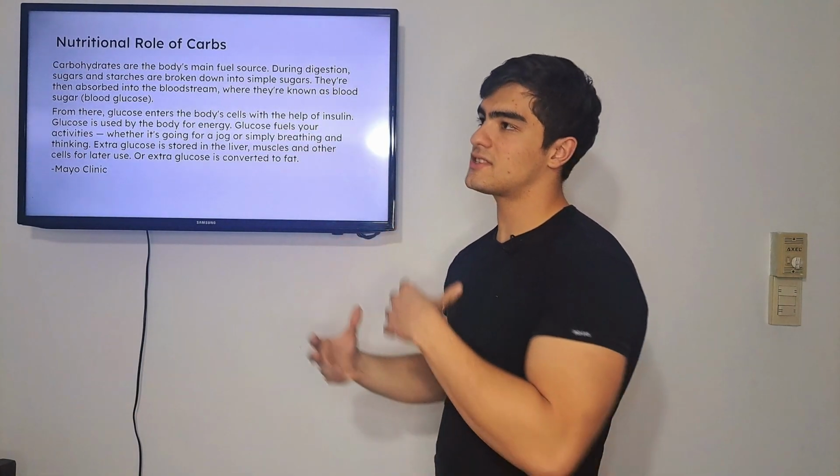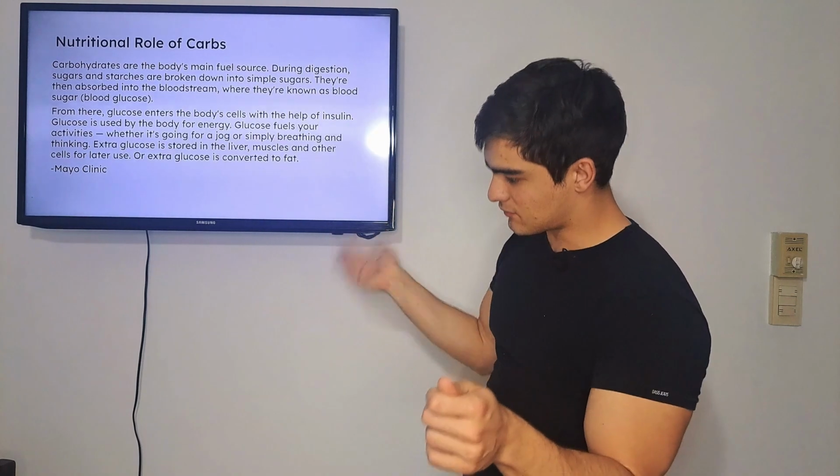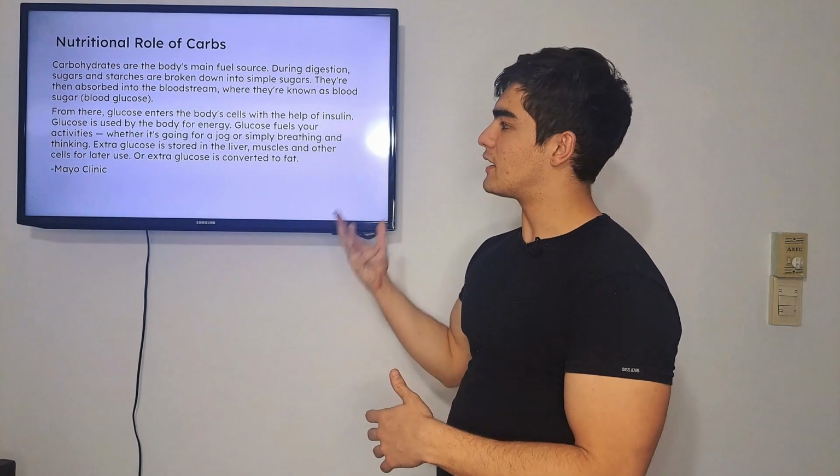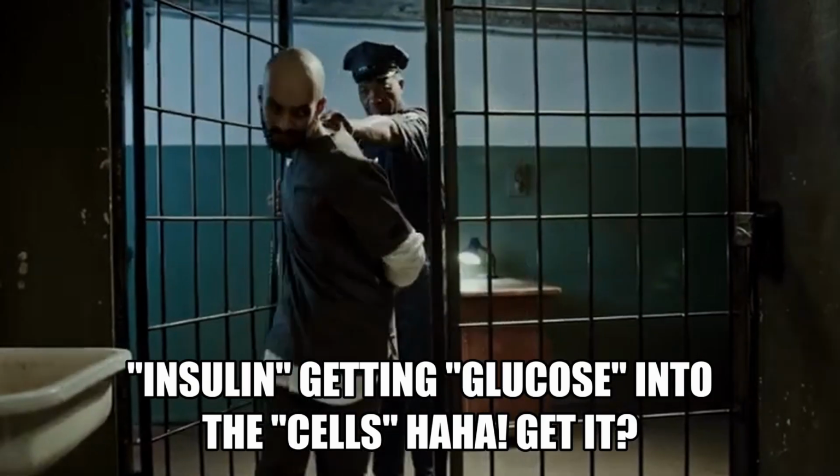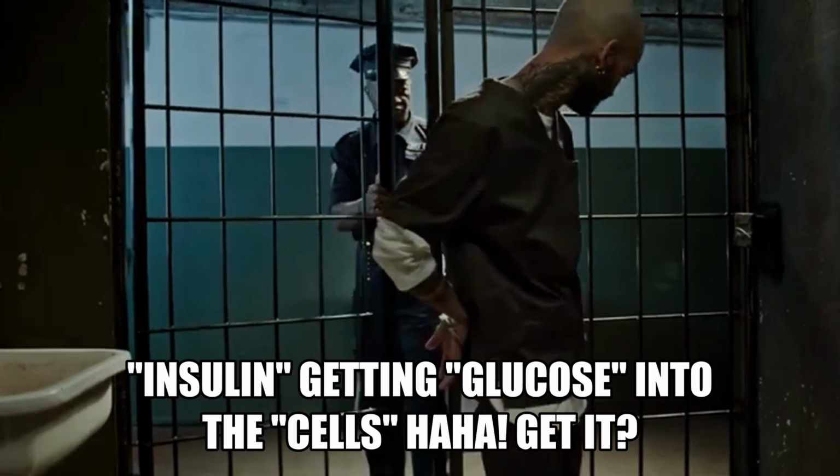It enters into the cell thanks to insulin. It's like the key that opens the cell: hey, come in. And that's how you get glucose in your cells. And the rest gets stored as glycogen, as we previously talked about.